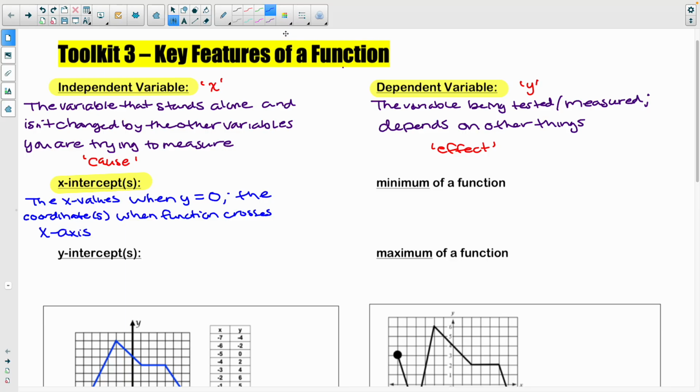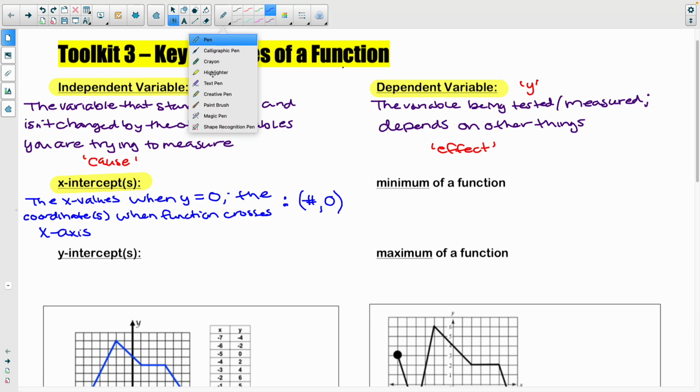You write this as a coordinate of parentheses. Your x value is going to be a number, comma, your y value is always going to be 0, and you close your parentheses. This is how you write an x-intercept.